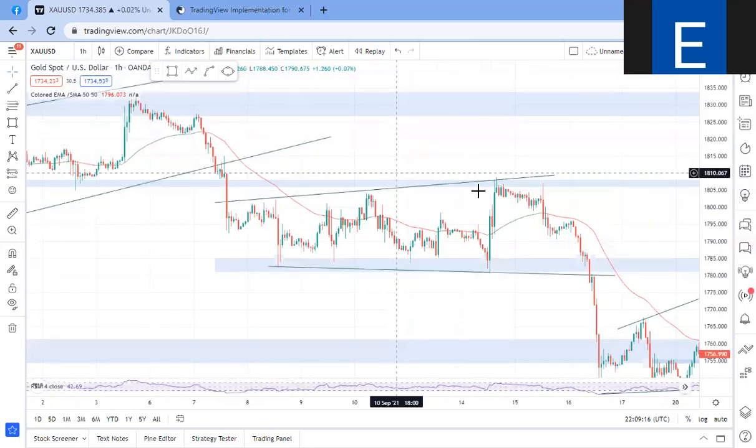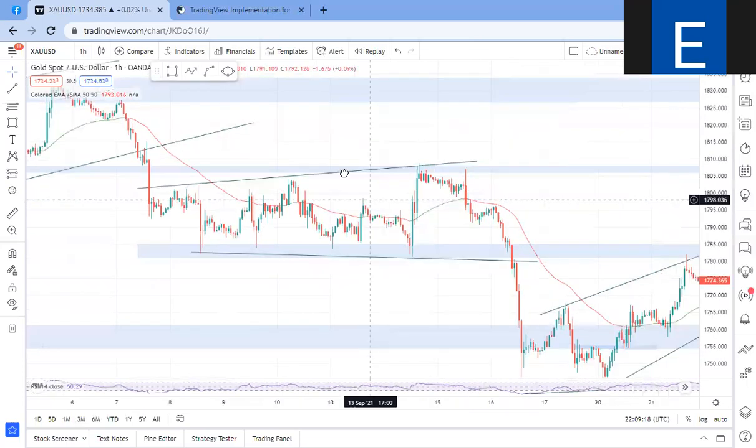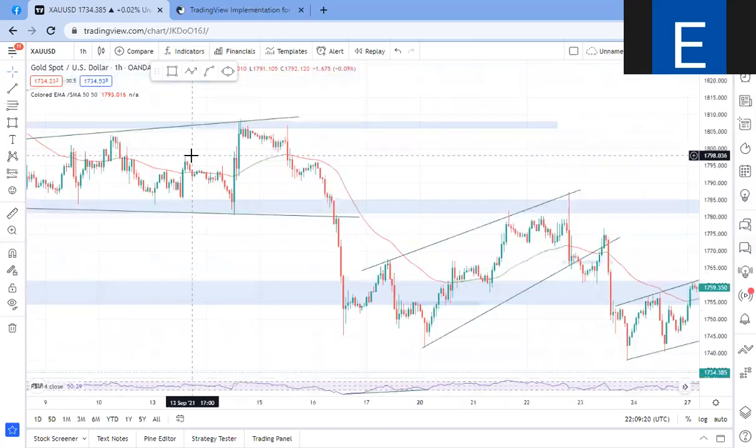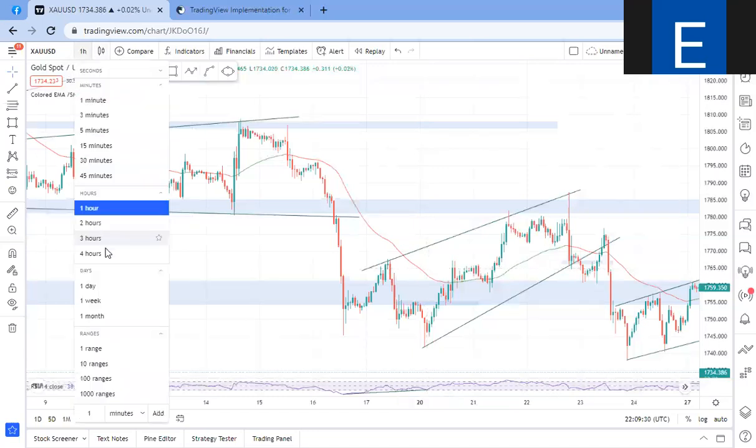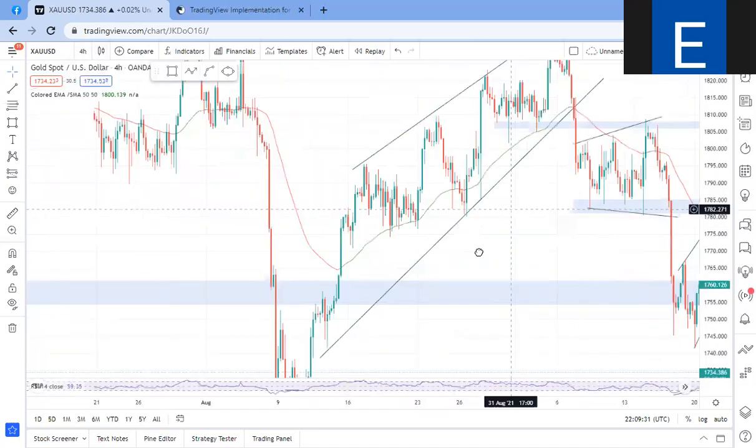So most times you'll be on the 4 hour and you won't see anything clear. Probably you have to go down to the smaller time frame before you can get the best. As you can see here, this second chart pattern, if I go down to the 4 hours, you'll see something.